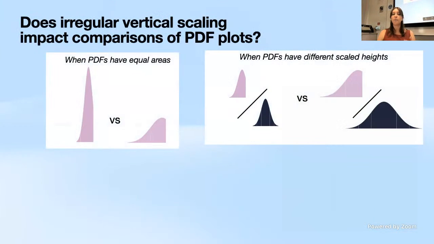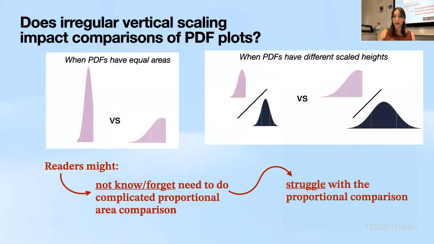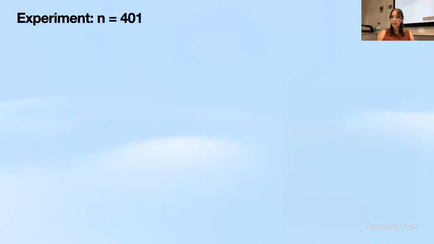So we just saw that both forms of PDFs work. We can still use them to compare correctly, but one is slightly more complicated than the other. And this made us think that readers might either not know or forget that they need to do this more complicated area comparison, or even if they can, maybe they would struggle with it because this involves more moving parts and some irregular non-polygonal areas. So we wanted to test out if this was the case.